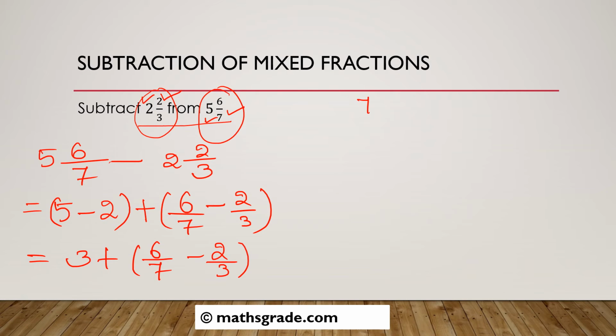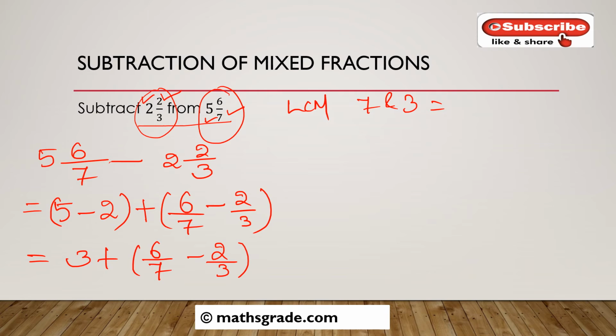Now the LCM of 7 and 3: both are prime numbers. When you find the LCM of prime numbers, just multiply the numbers. 7 multiplied by 3 is 21, and the LCM of 7 and 3 is 21. Now we have to convert 6 divided by 7 into an equivalent fraction with the denominator equal to the LCM, that is 21.